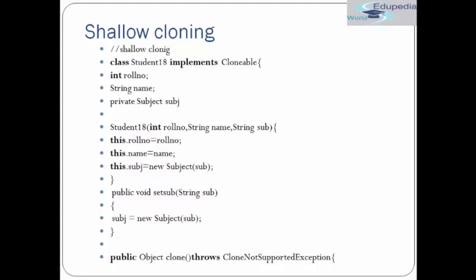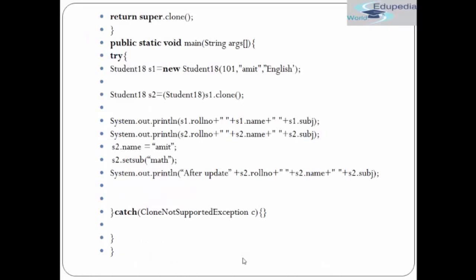You see over here we have a class Student which implements Cloneable. Inside the constructor we are passing all the data members, which are roll number, name and subject. After that you can see we have a clone method. We have made this method public, the return type is Object, and it throws CloneNotSupportedException. In this method we are simply calling super.clone and returning the object returned from super.clone.